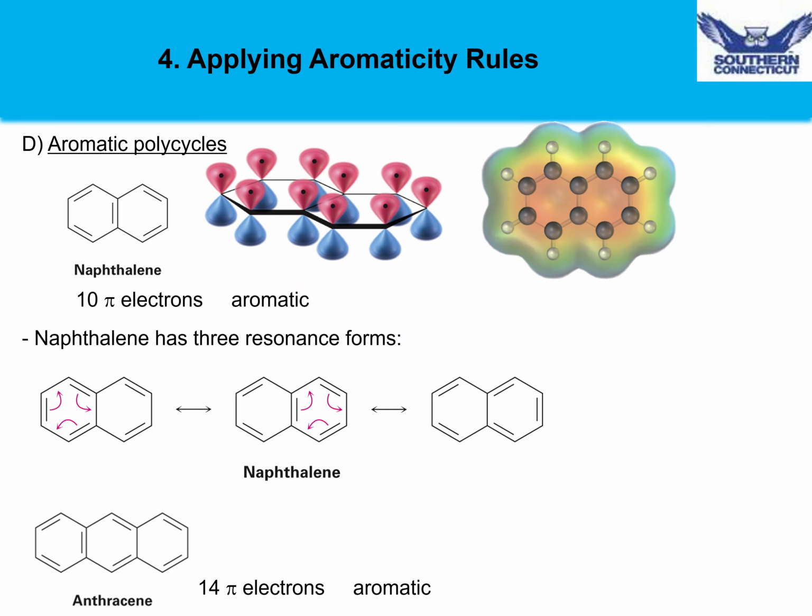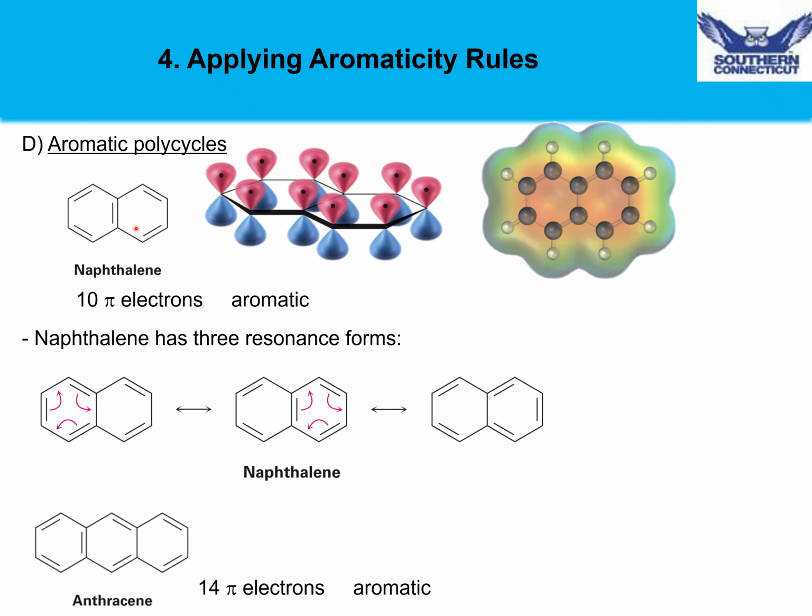In this section, we're going to cover some examples of aromatic polycycles. These are compounds that contain multiple rings, and they are also aromatic. An example is naphthalene, which is essentially 2 fused benzene rings together. As you see by the structure, we have 5 double bonds, and therefore we have 10 pi electrons.